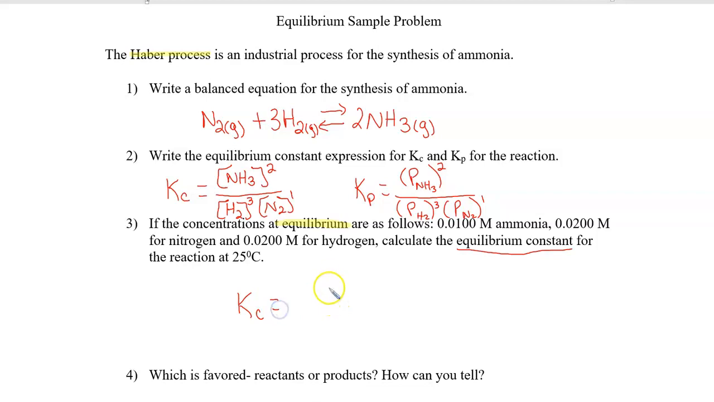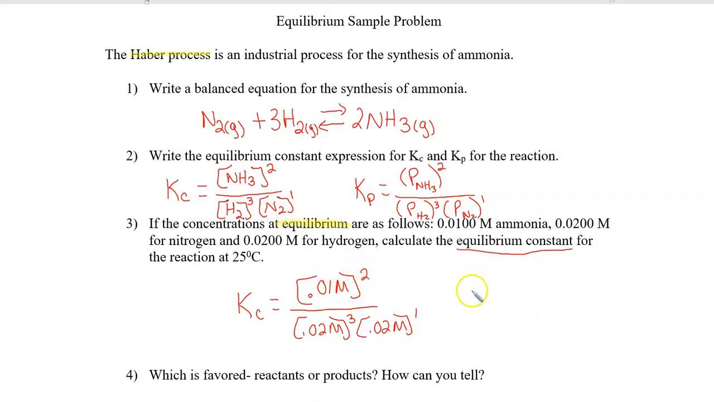So Kc is going to equal the ammonia raised to the second power, and it says that ammonia is 0.01. So I'm going to have 0.01 molar, and I'm going to square that, and divide by, it says that nitrogen is 0.02 and that hydrogen is also 0.02. So 0.02, and that is going to be cubed, times 0.02, and that's going to be to the first. And then I would just put this in my calculator.